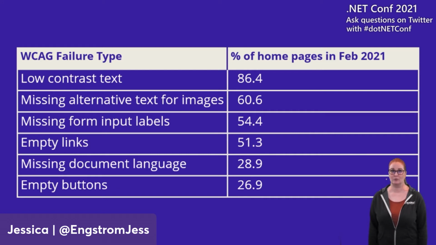So let's look at the most common accessibility issue, which is contrast, or low contrast text. 86.4% of all pages have this issue. On average, there were 31 distinct instances of low contrast text on each homepage. And here's the light theme warning again. Blink if you have sensitive eyes.